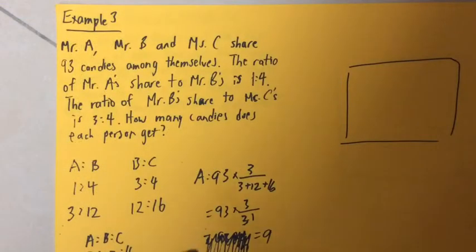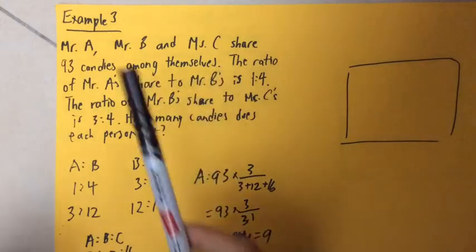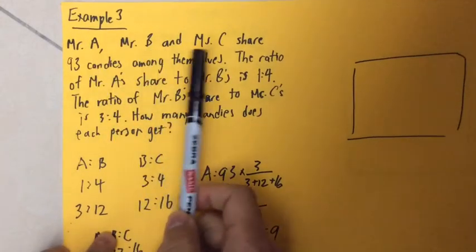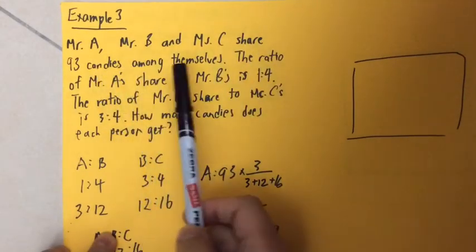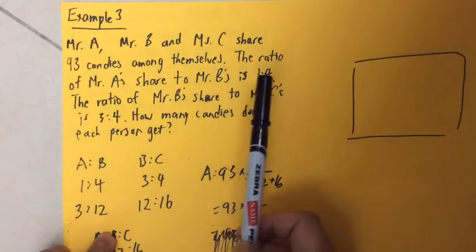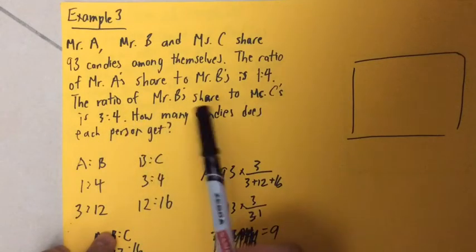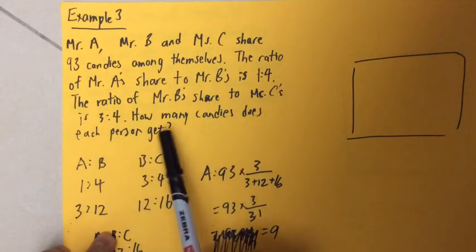Let's look at example 3 here. This is similar to example 1, except it involves a ratio of 3 quantities. Mr. A, Mr. B, and Ms. C shared 93 candies among themselves. The ratio of Mr. A's share to Mr. B's is 1 to 4. The ratio of Mr. B's share to Ms. C's is 3 to 4. How many candies does each person get?